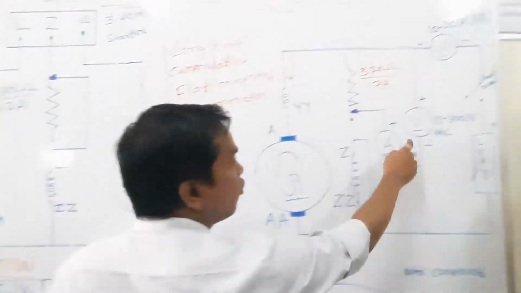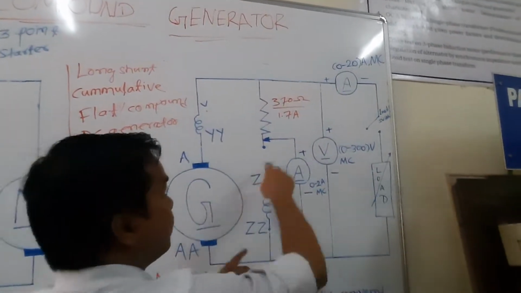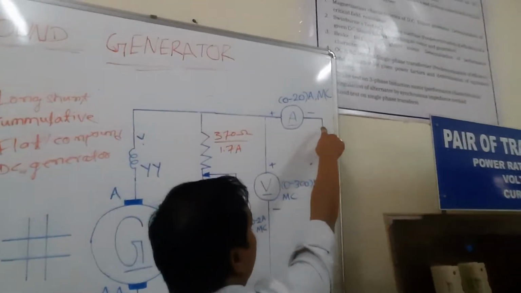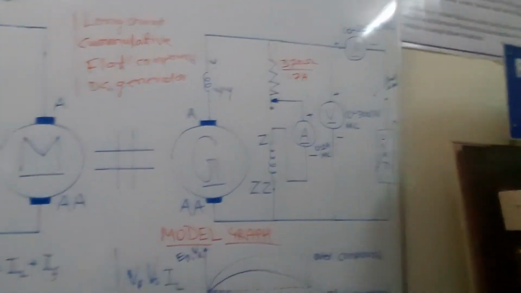Now this voltmeter is measuring the voltage that is generated across this generator, the voltage across the load or terminal. So this is not VT. This voltage is measuring VT. So this voltmeter reading is this VT.